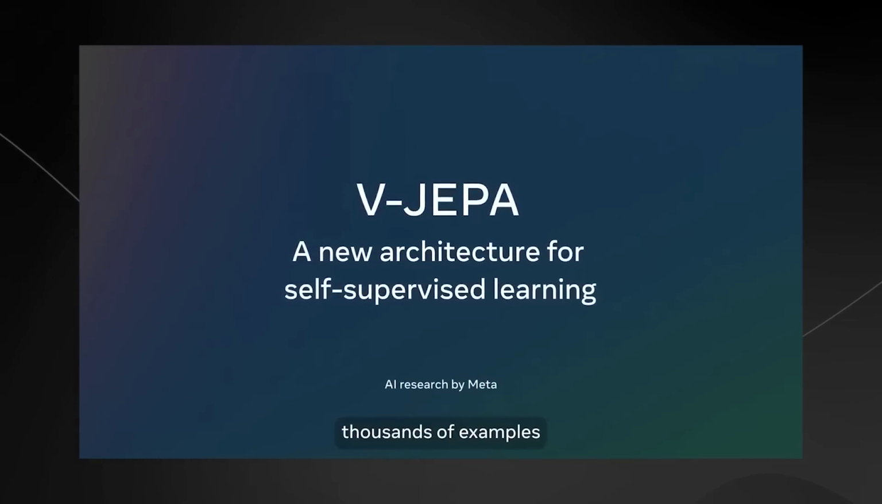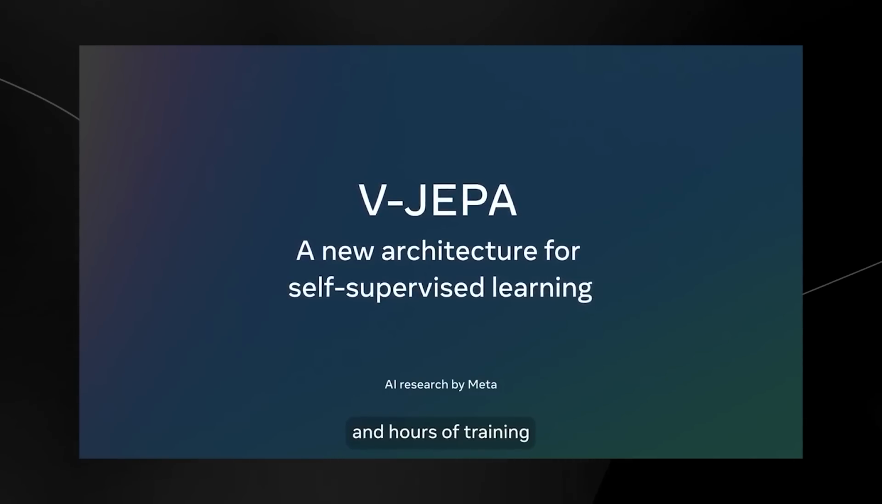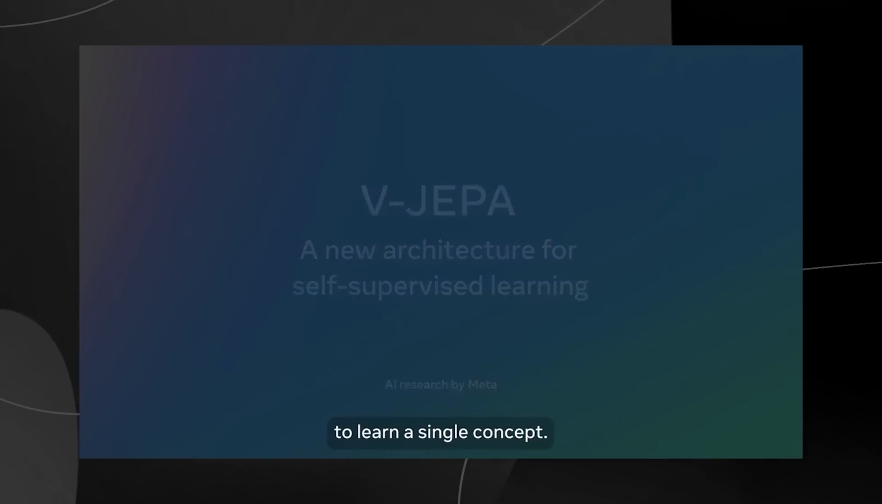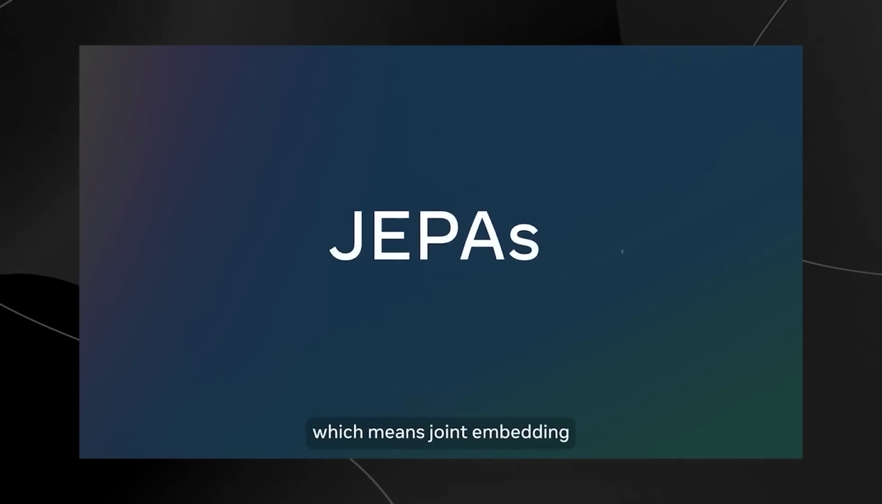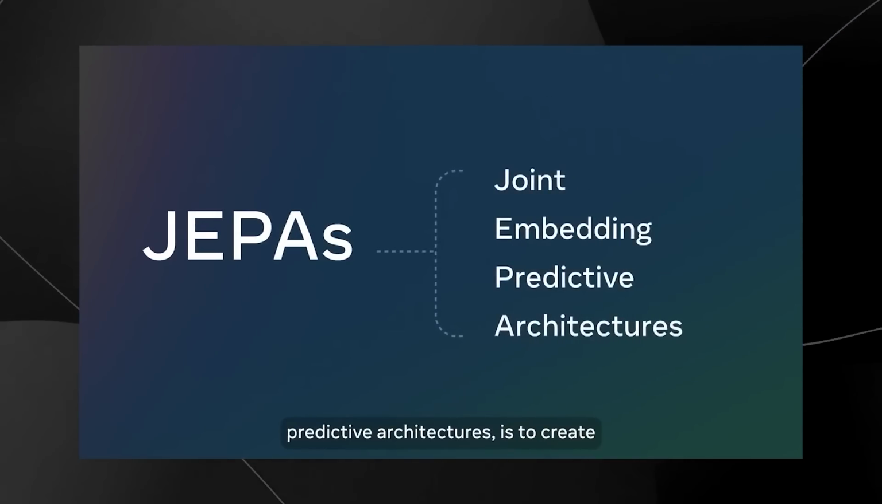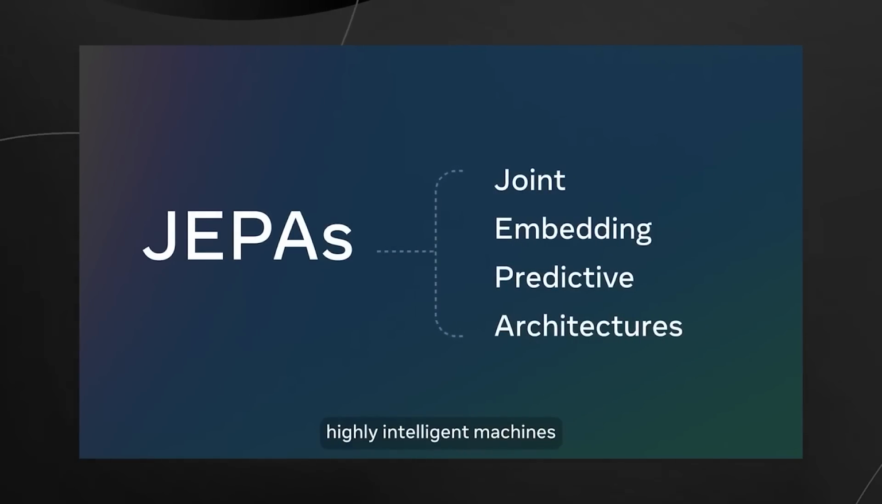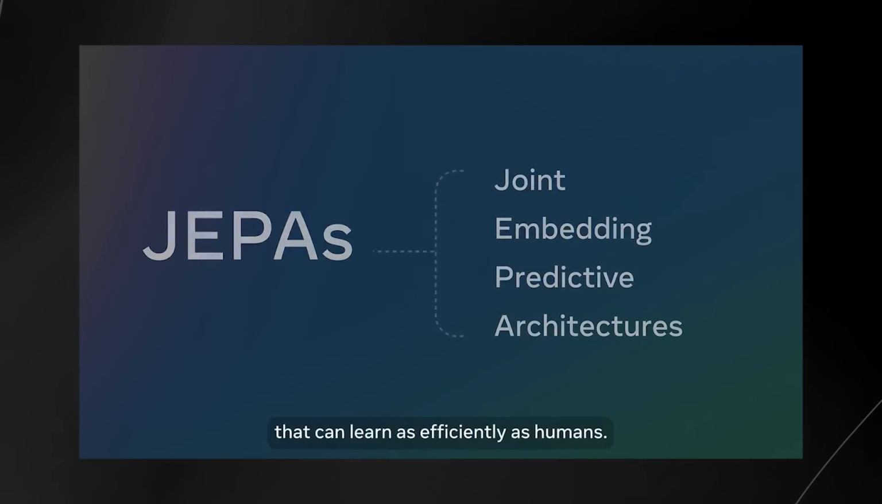Today, machines require thousands of examples and hours of training to learn a single concept. The goal with JEPAs, which means Joint Embedding Predictive Architectures, is to create highly intelligent machines that can learn as efficiently as humans.